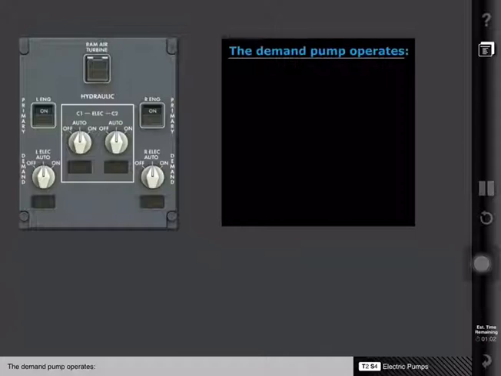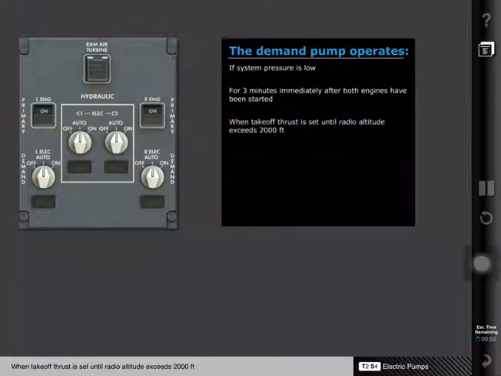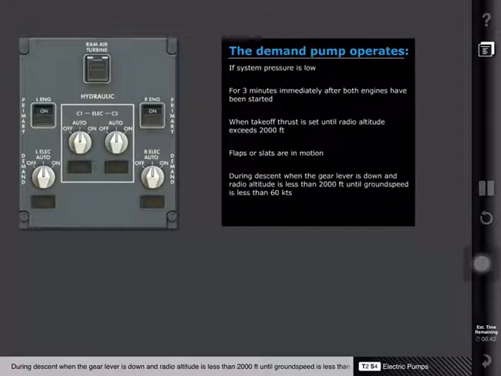The demand pump operates if system pressure is low, for 3 minutes immediately after both engines have been started, when takeoff thrust is set until radio altitude exceeds 2,000 feet, flaps or slats are in motion, or during descent when the gear lever is down and radio altitude is less than 2,000 feet until ground speed is less than 60 knots. When a C1 or C2 electric pump selector is placed to the on position, the associated pump runs continuously.